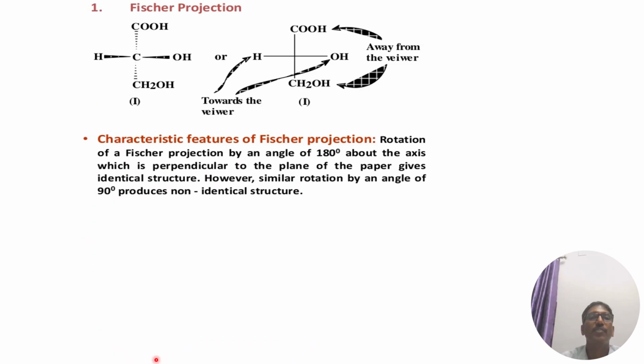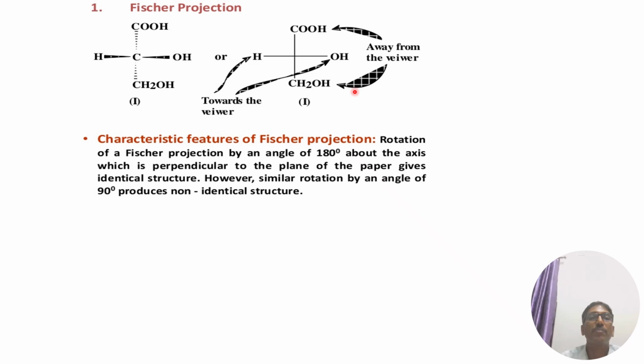Now, let us discuss the Fischer projection. As you can see, it is represented in two different ways. The first one, you can see the horizontal line, which is close to our view, is represented in solid line, whereas the vertical one is the dotted one. The solid ones are very close to our view, as you can see here in this case, the hydrogen and OH group, whereas the carboxylic group and CH2OH, which are represented in the dotted one, stay away from our view. The characteristic feature of Fischer projection we can explain in two different ways.